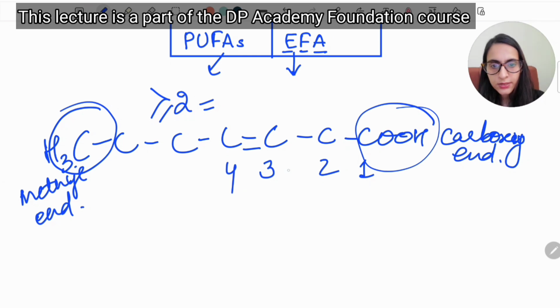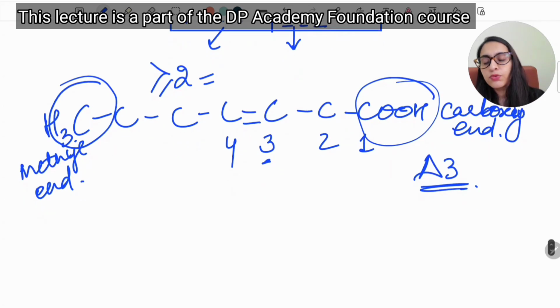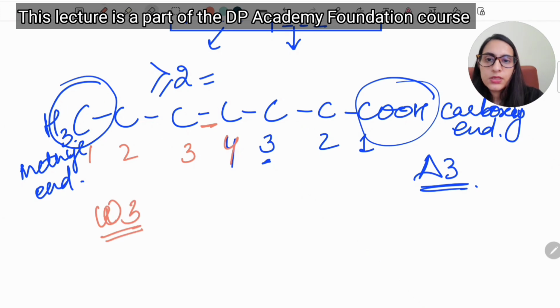So here you can see that the methyl group is attached to the third carbon atom. This is known as the delta system, so this is delta 3. If you start counting from the methyl end, first, second, third and fourth, and you place a double bond here, that will make it omega. This is an omega system, and that makes it omega 3. So this is delta 4 and omega 3.